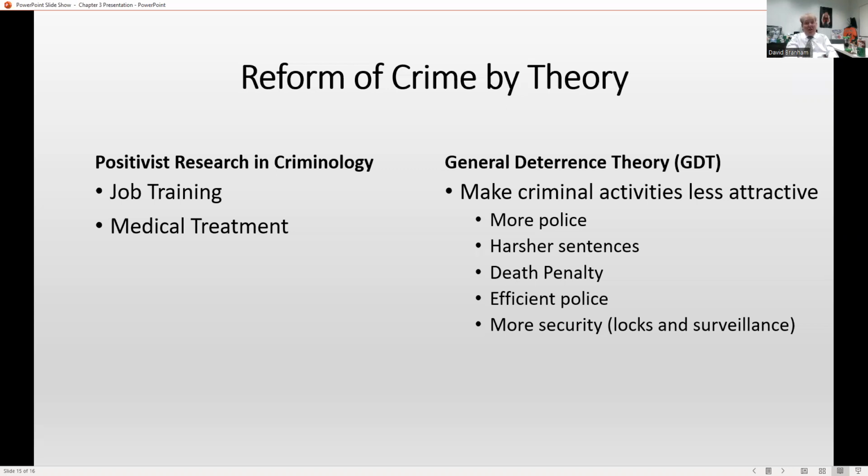The GDT theory, general deterrence theory, says, let's make criminal activity a lot less attractive. Let's have more police, harsher sentences, the death penalty, efficient police who have skills, who are able to track down criminals, and more security. Let's have locks and surveillance. Let's make it really hard to commit crimes. That's the difference in those two theories. Now, you can test these theories empirically. You can gather data and test those theories. And so that would be the next step in research. But the first step of theory is right there with these two theories.